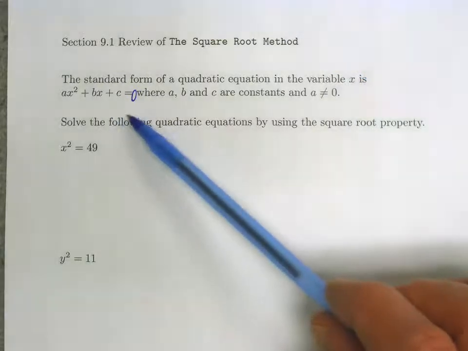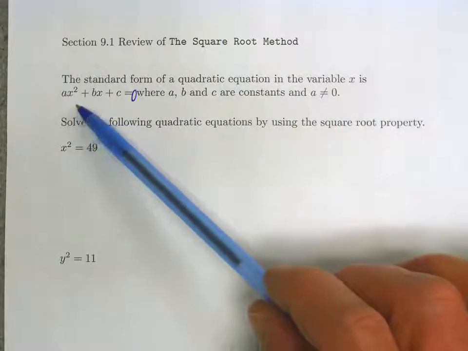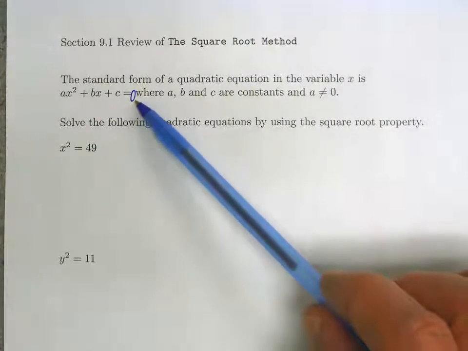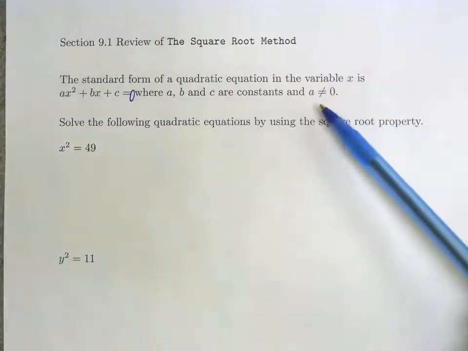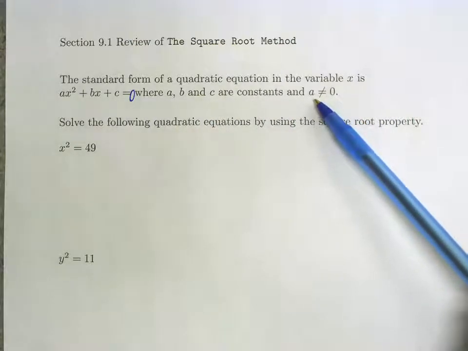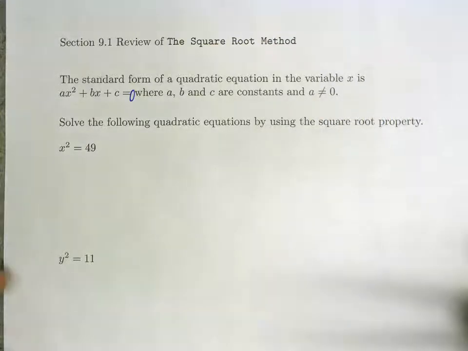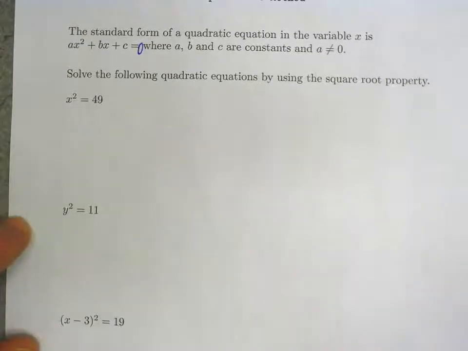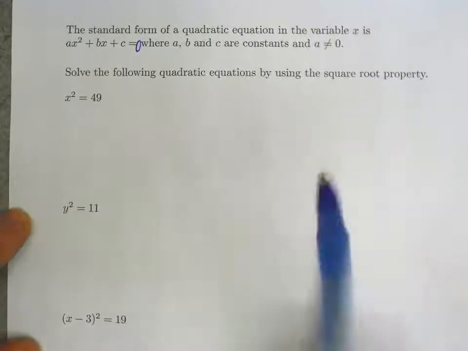And the standard form of a quadratic equation in the variable x is ax squared plus bx plus c equals 0, where a, b, and c are constants. And the only restriction is that the number a cannot be 0. Okay, we'll look at these examples. We saw examples like these before test 3.